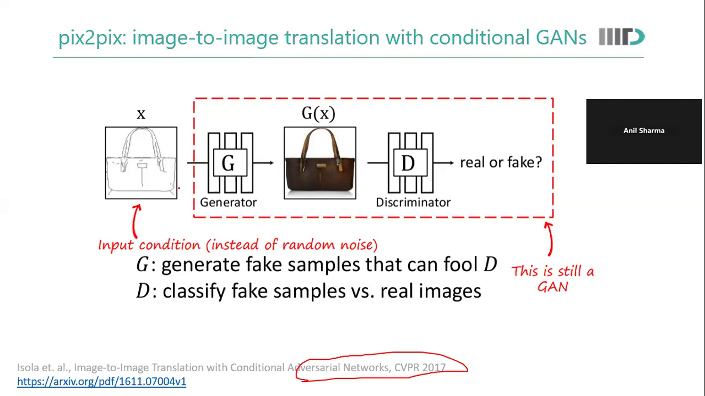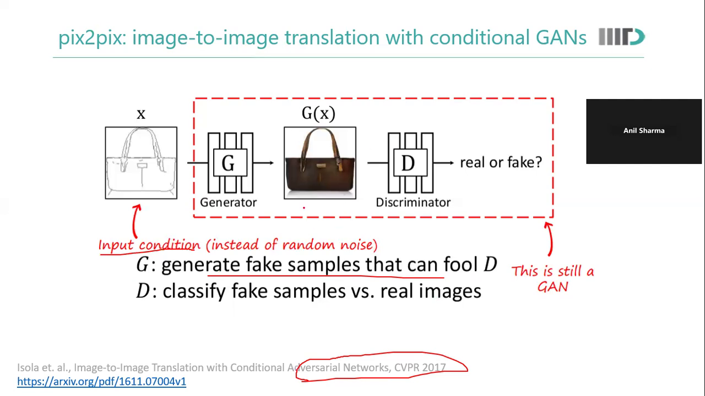Let's say we have an image X as the input. Instead of random noise, we are giving an input condition. We give an image as the input, and then there is a generator G, which generates a realistic image of the input condition that is given, and the discriminator says whether it's real or fake. This is still a GAN network. The generator generates a fake sample that can fool D, and D classifies whether it's a fake or a real sample.